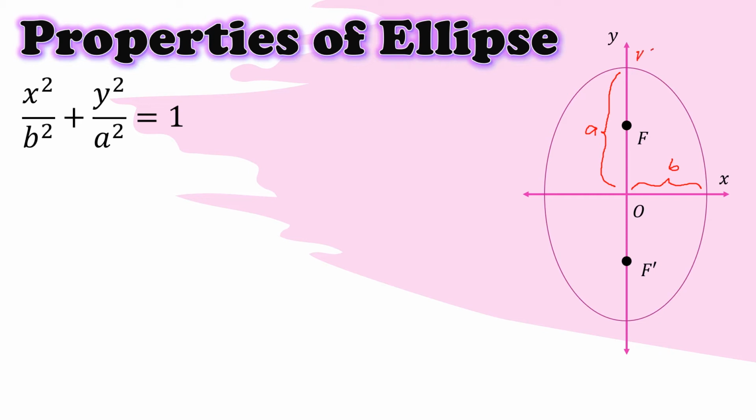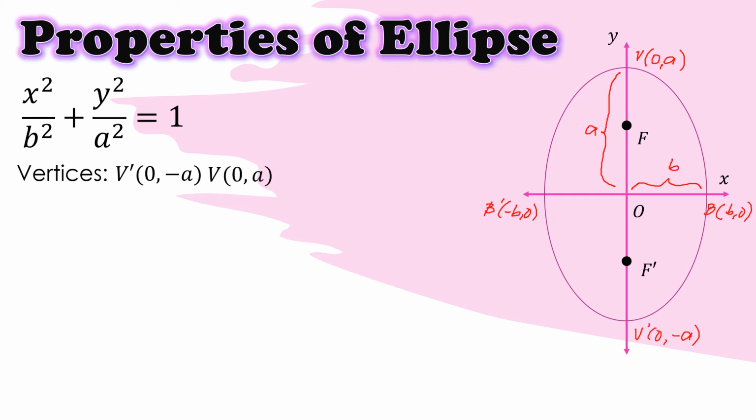Hence, the vertices of the ellipse are at 0, a and 0, negative a. When y is equal to 0, x is equal to positive negative b. So the co-vertices of the ellipse are at b, 0 and negative b, 0. The ellipse cuts the y-axis at its vertices V prime 0, negative a and V 0, a.